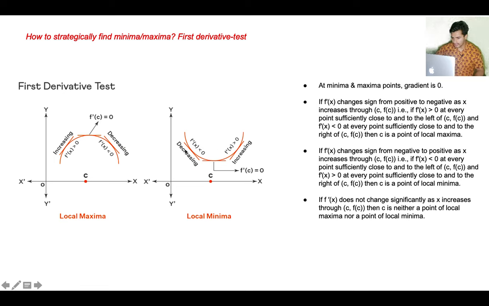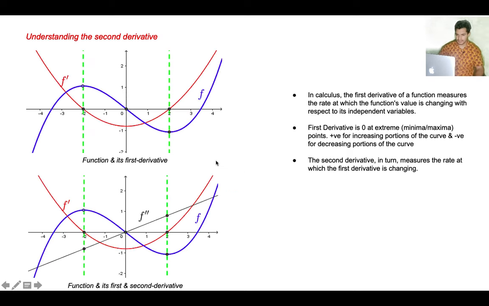So in the first graph, f dash x changes sign from positive to negative. At every point close to c, at c the gradient is zero and every point on the left is positive, every point on the right is negative, so it's a local maxima. And similarly here at c it's zero and every point on the left is negative and every point on the right is positive, then it's a minima. So this is the first derivative test.